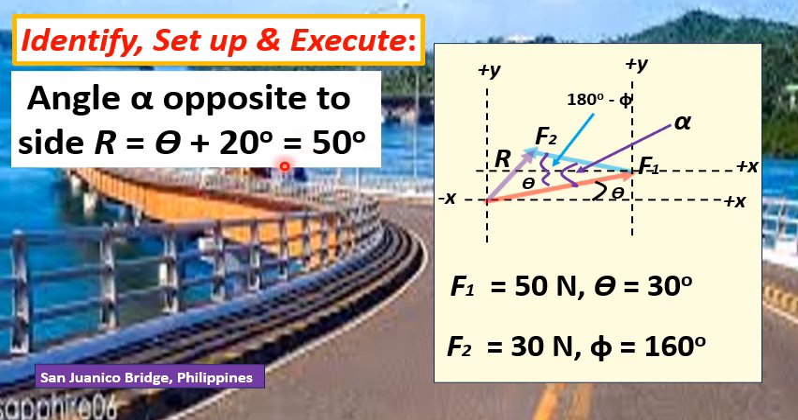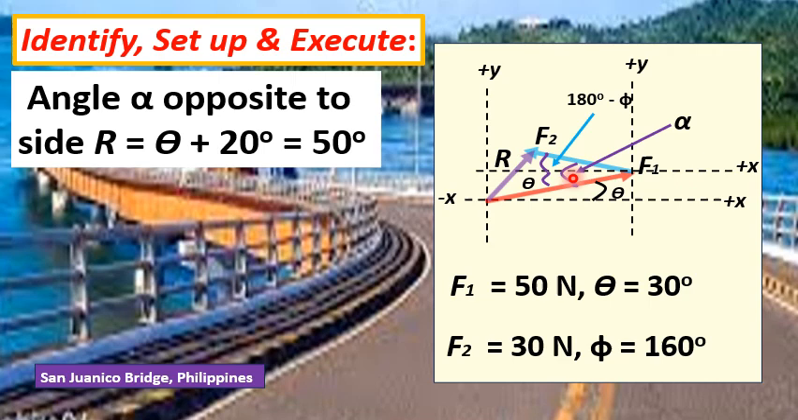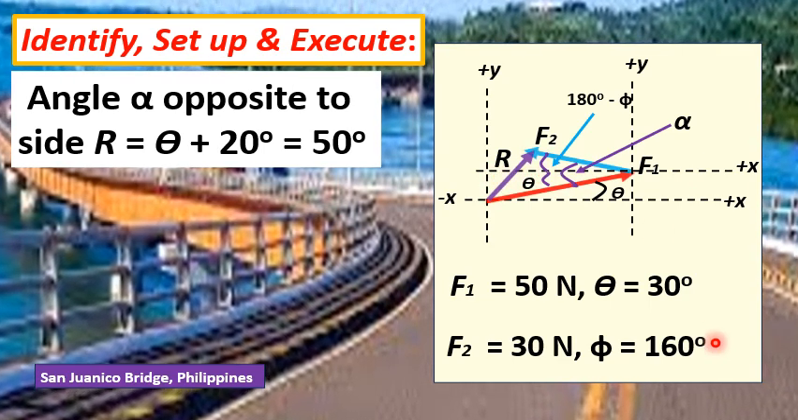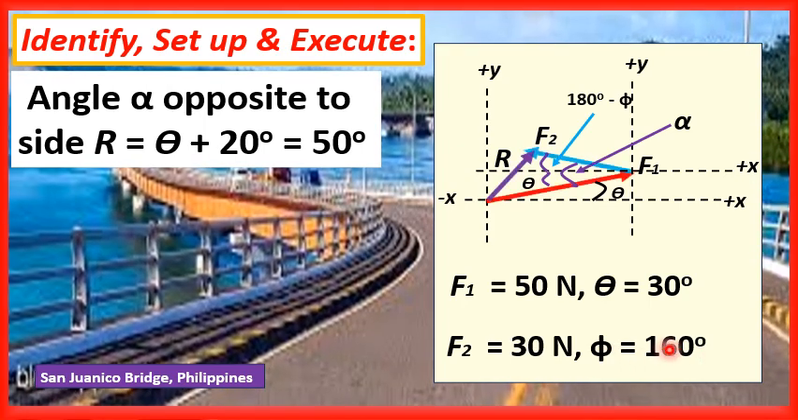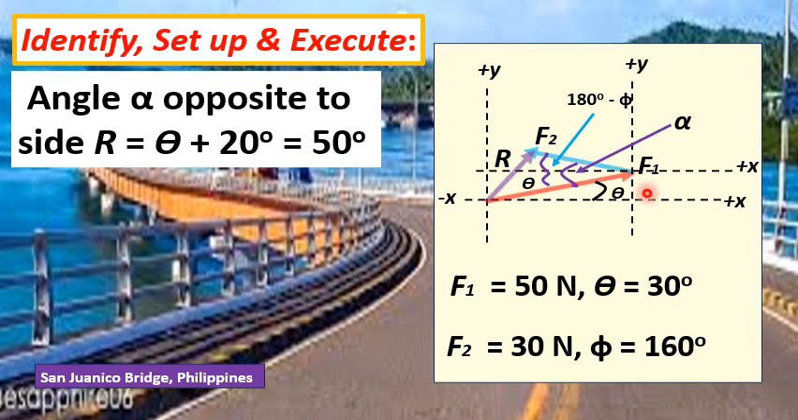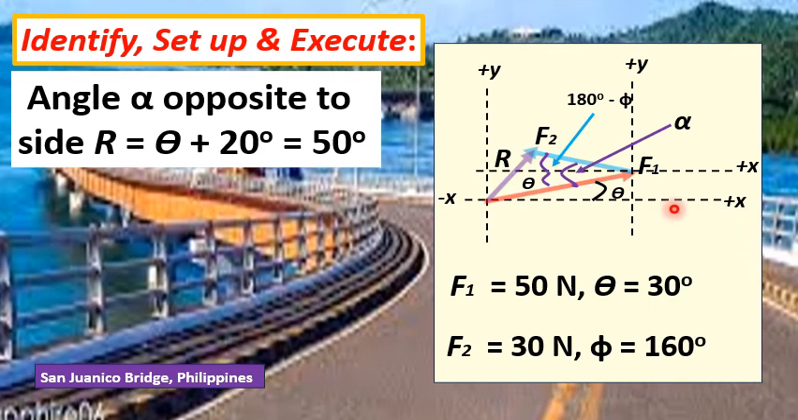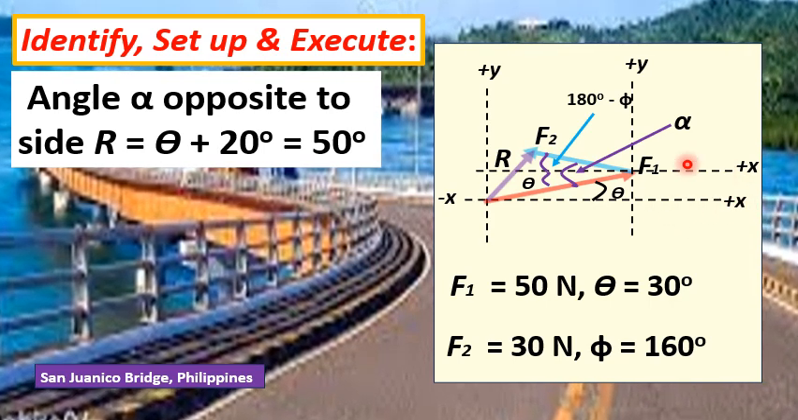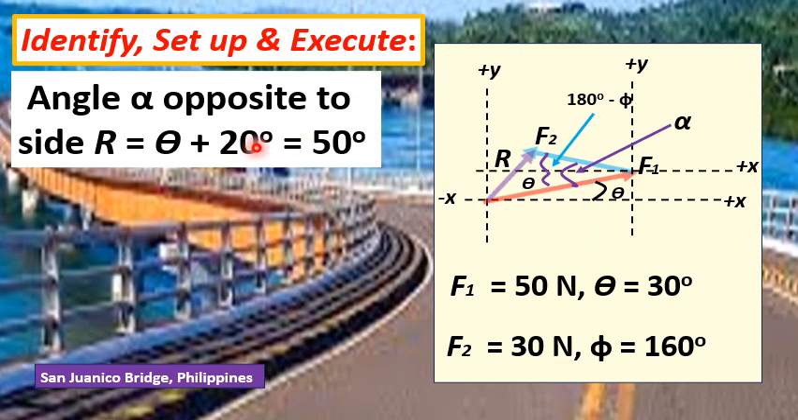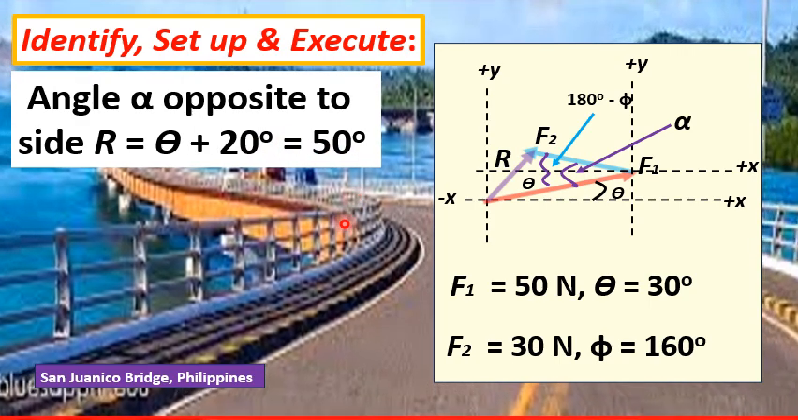And then, when added to 20 degrees, which is the difference between 180 degrees, all right, and 160 degrees. 160 degrees actually is the angle phi that F2 forms, okay, relative to the positive x-axis. All right, so that's how we got 20 degrees. 180 minus 160. In short, the angle alpha is equal to 50 degrees.